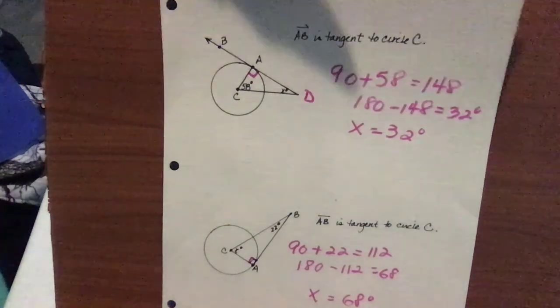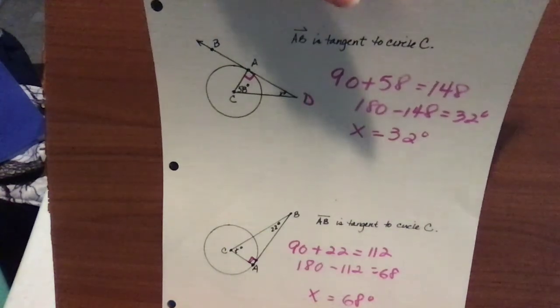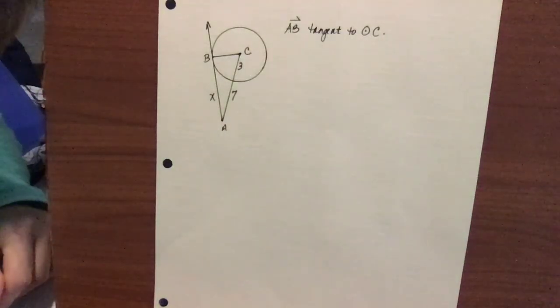So that's how you work with tangents. That's a special, unique thing that tangents give us when intersecting with a radius. Nice 90-degree angle. All right. Now, that's for angles. Well, what if we have to find out side measures?